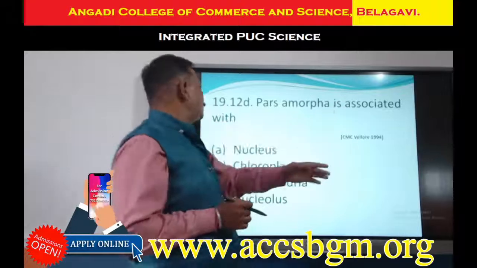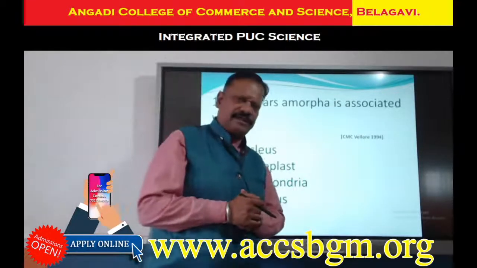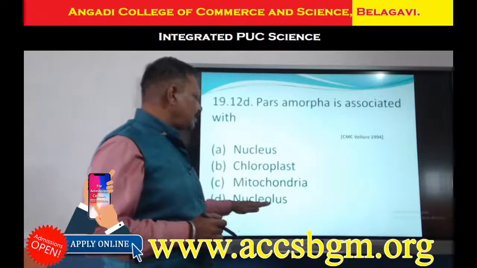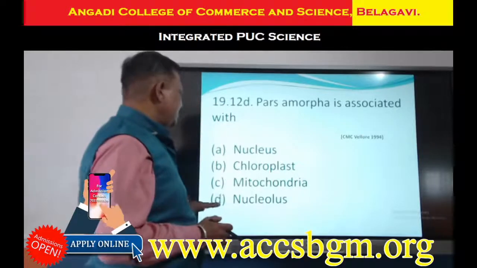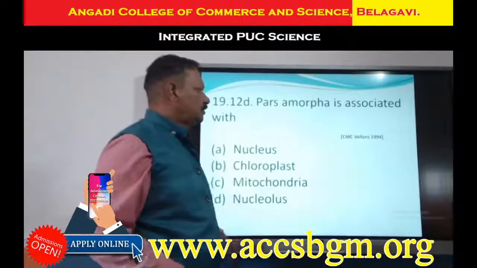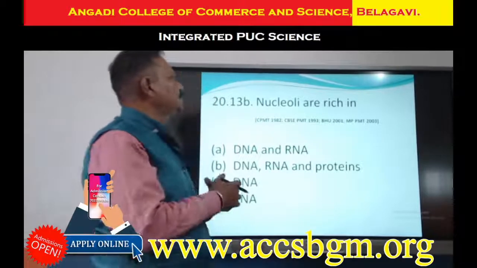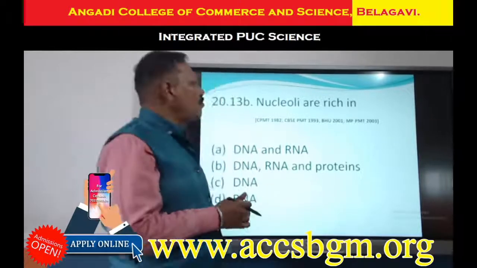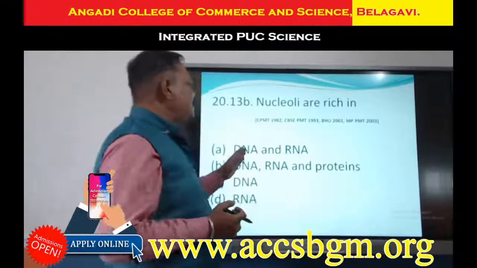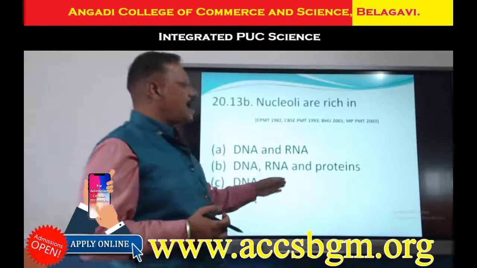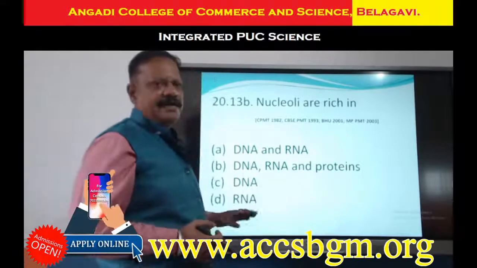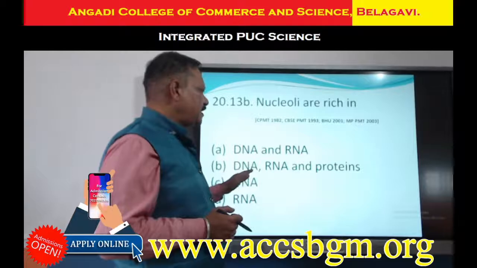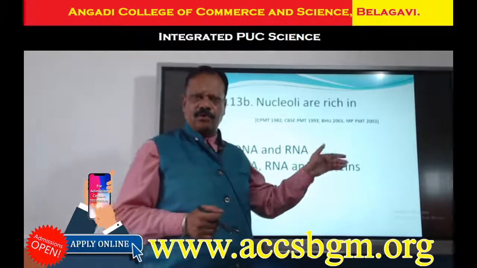Paramorpha is associated with. See the options: nucleus, chloroplast, mitochondria, nucleolus. It is associated with option D, that is nucleolus. So next one. Nucleoli are rich in, in what are the nucleoli rich? DNA and RNA, DNA, RNA and proteins. Now the right answer is option B, DNA, RNA and proteins.